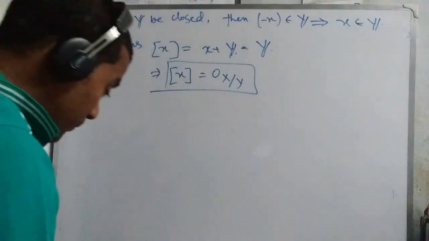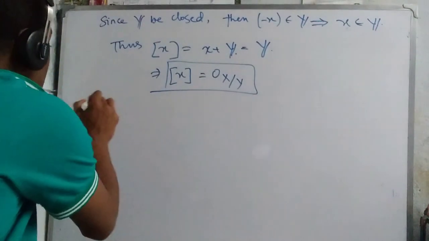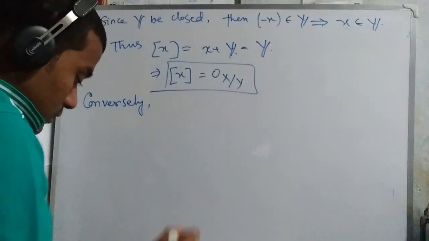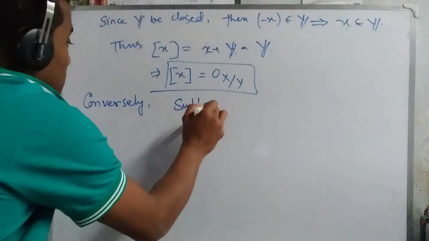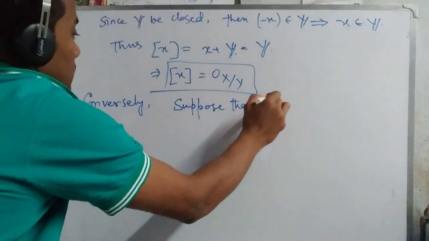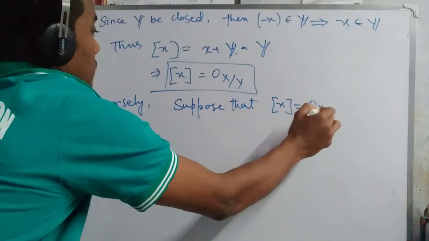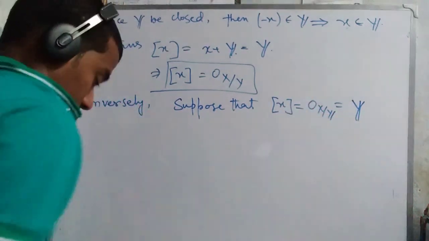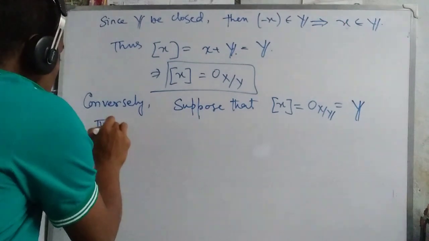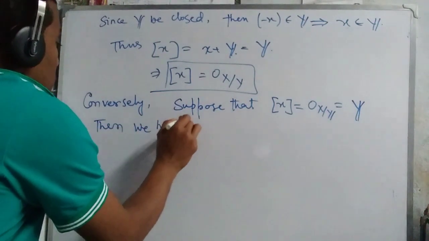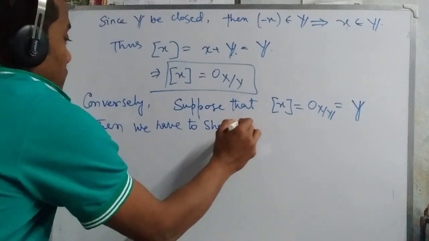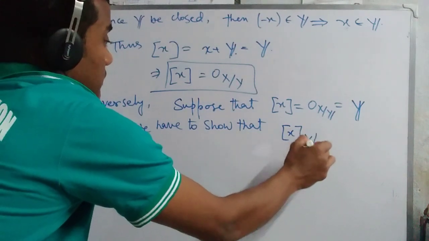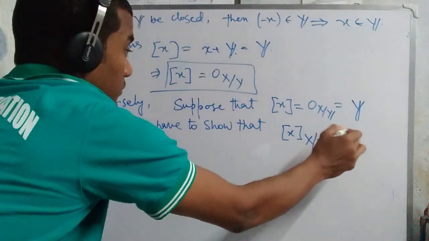Okay, so later part is what? Later part we write it now conversely. Conversely, suppose that ‖x‖ = 0, x + Y = y. Then we have to show that this ‖x + Y‖ equal to 0.